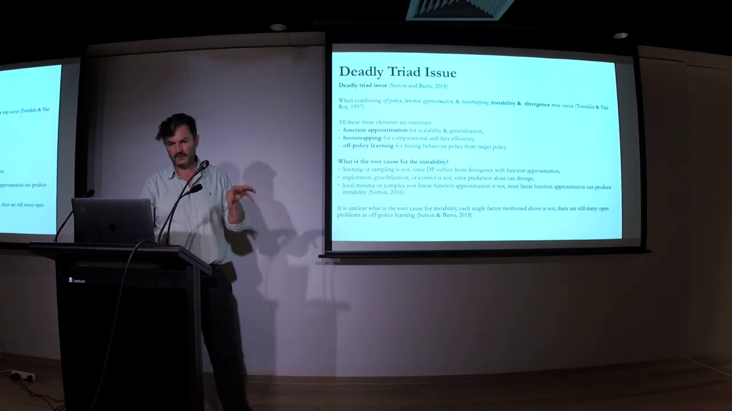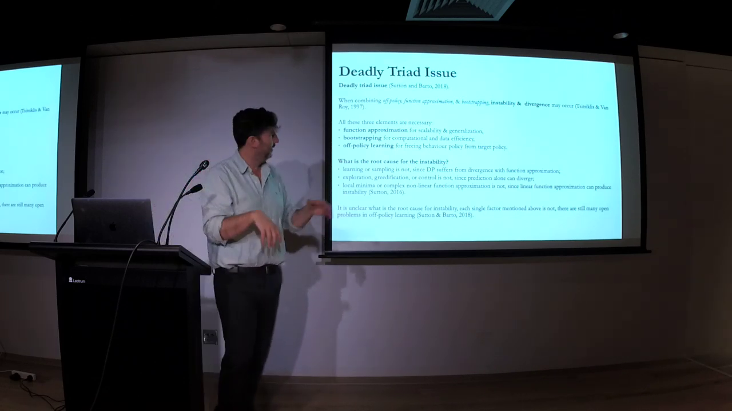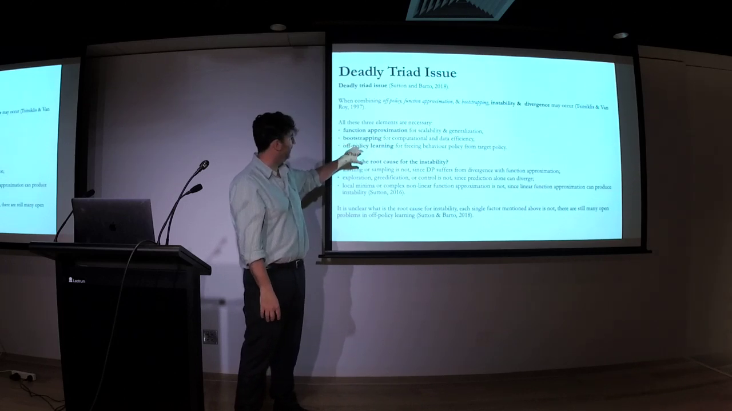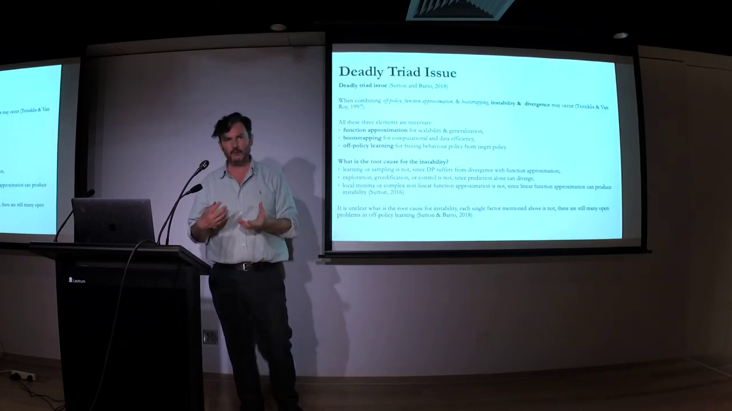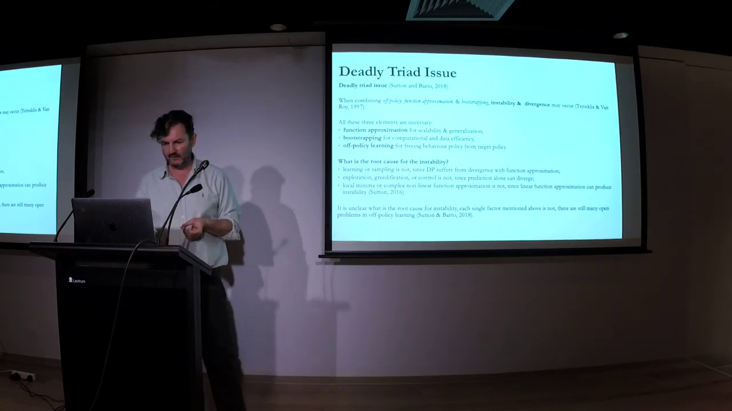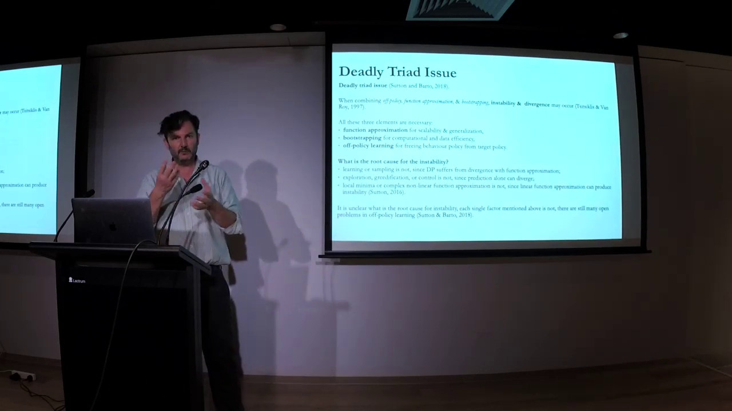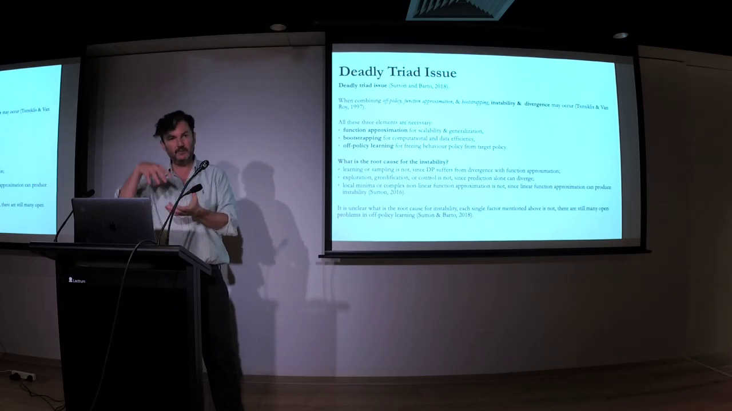Okay, this is going to be fairly important: the deadly triad issue. It's when combining off-policy learning, function approximation, and bootstrapping, you get instability and divergence. That's one of those key things that need to be addressed. If we unpack that further, you've got function approximation, bootstrapping, and off-policy learning. Obviously you've got all three, but you've got to make a choice about which is more important than the others, so you get stability and convergence.